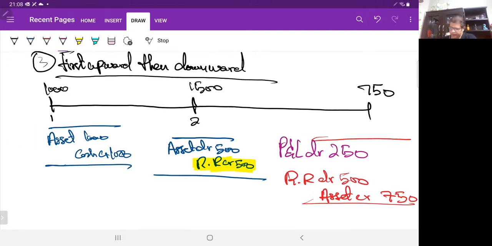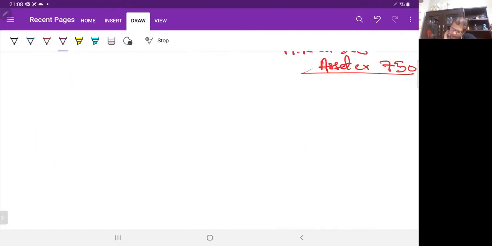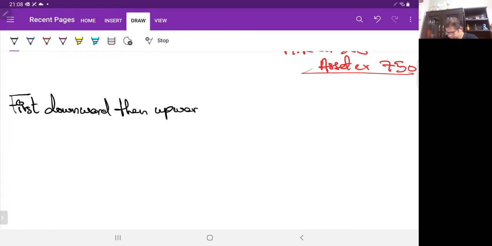And next, and the last scenario, first downward, then upward.